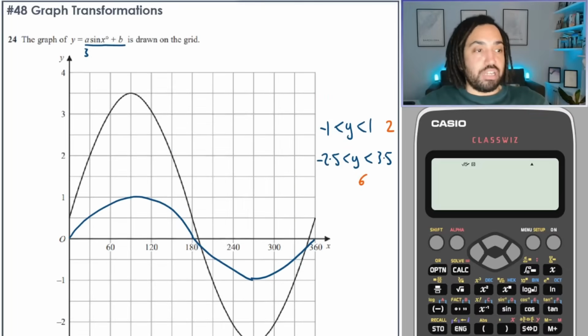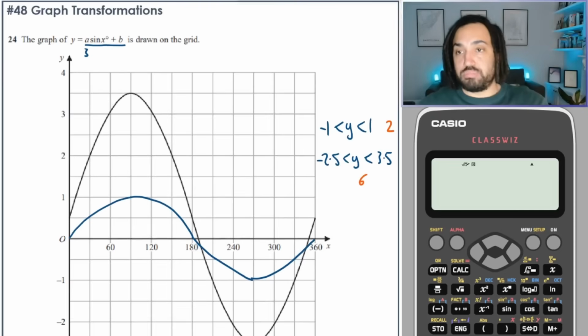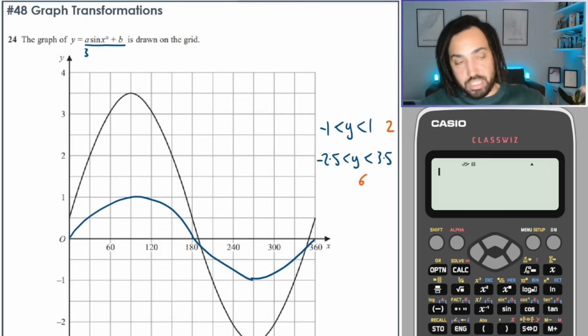Now, in order to find how much it's been shifted up, what we could do is look at the center line of the sine graph.